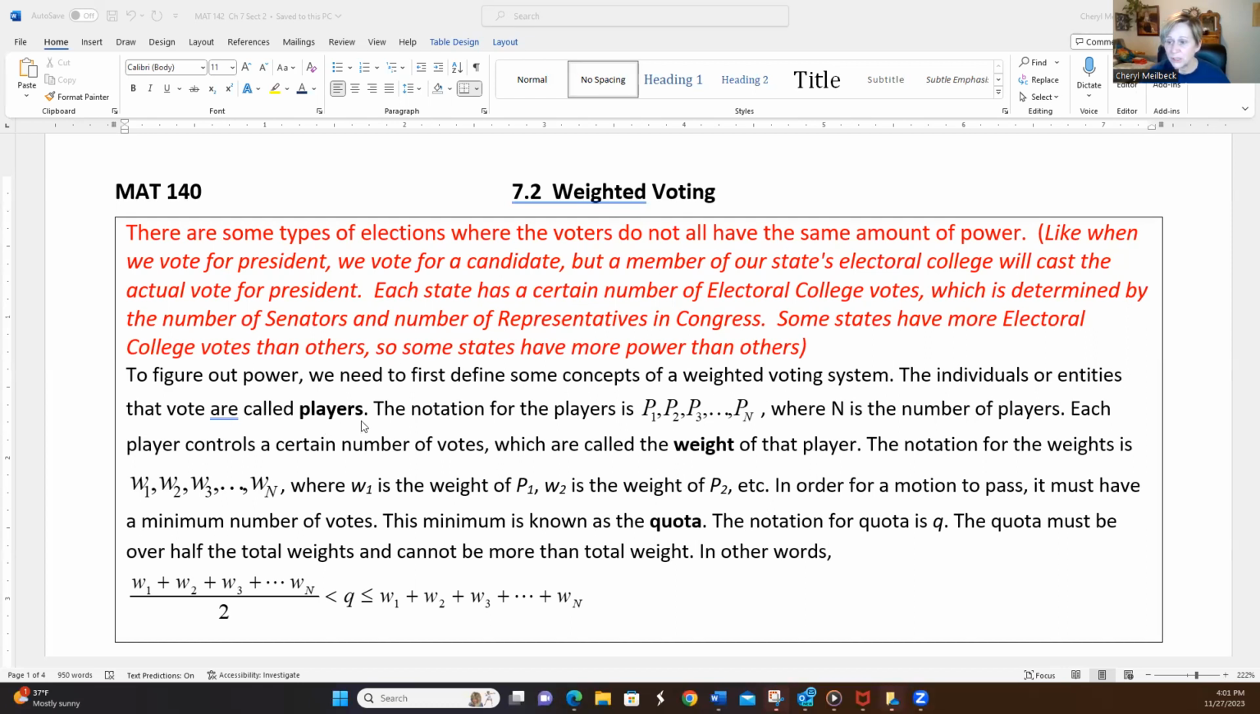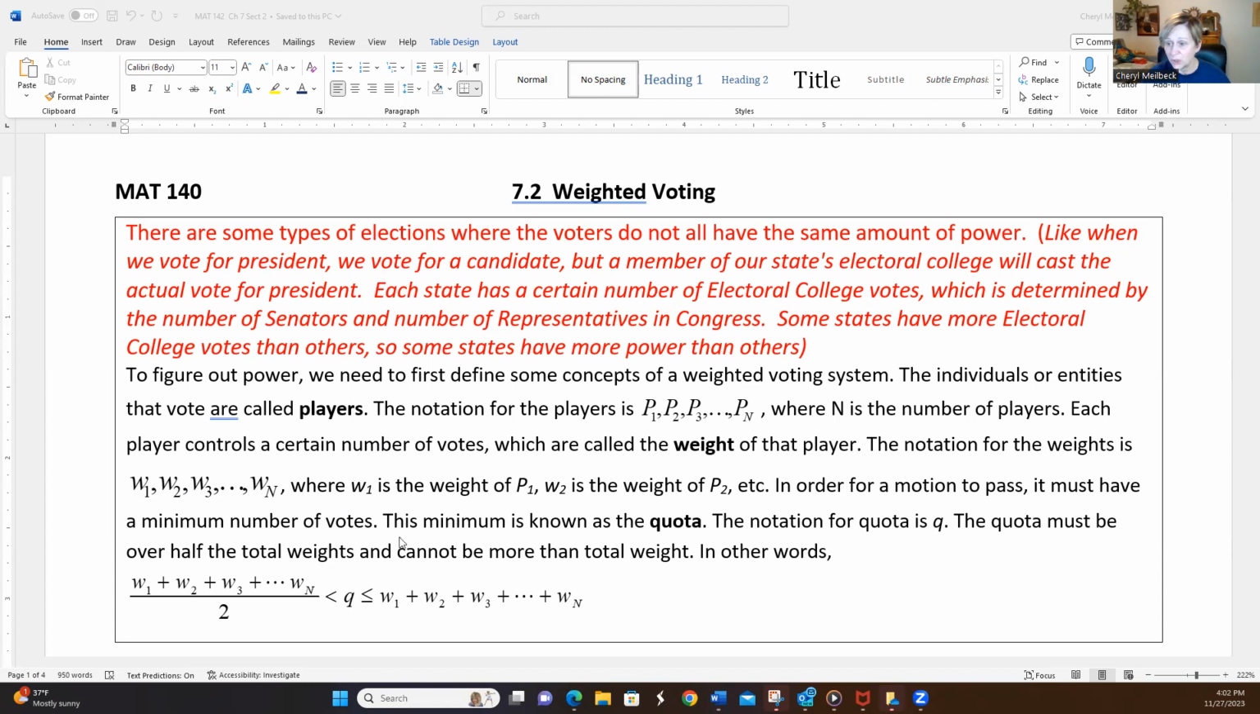The individuals or entities are called players. So each of the states in our electoral college system would be considered a player. And the notation for the players is P sub 1, P sub 2, all the way out to P sub n, where capital N is the number of players. Now each player controls a certain number of votes, which are called the weights of that player. The notation for the weights are W sub 1, W sub 2, out to W sub n, where W sub 1 would represent the weight of player 1 and W sub 2 would represent the weight of player 2.